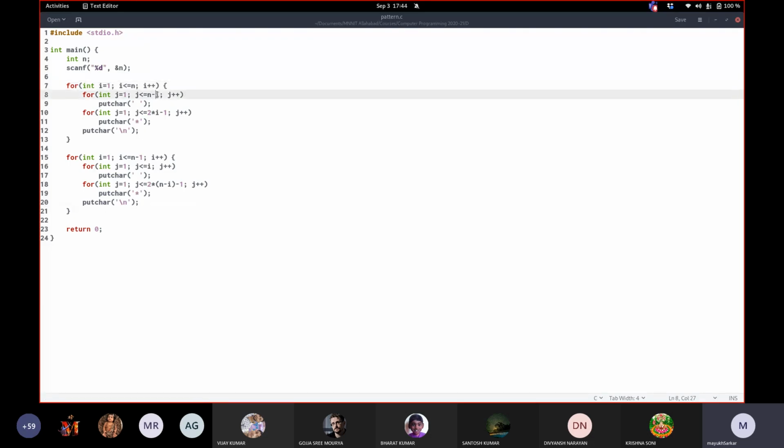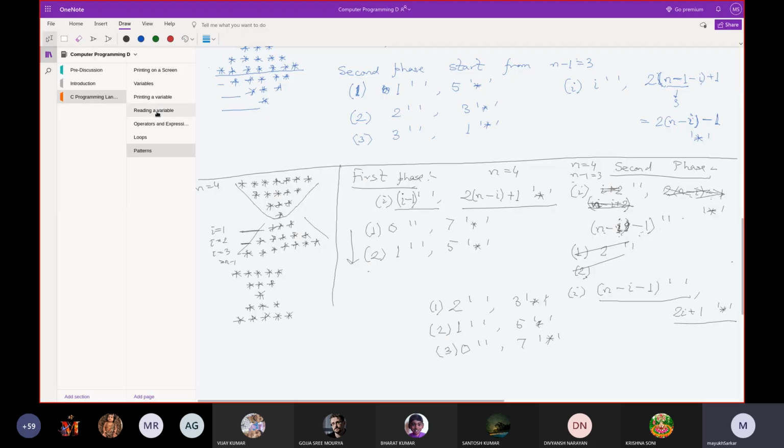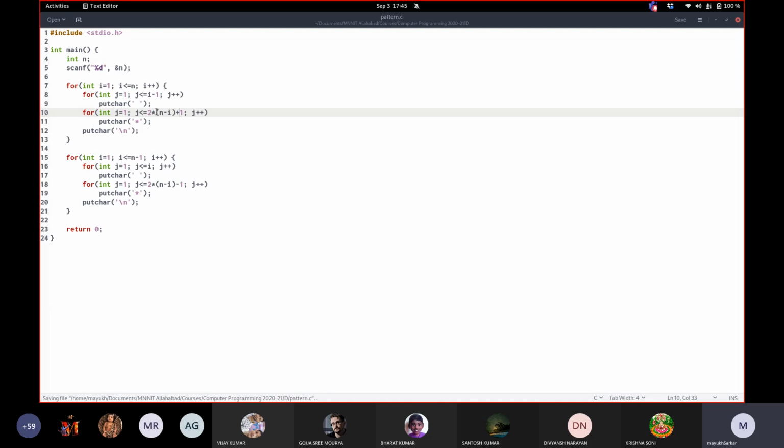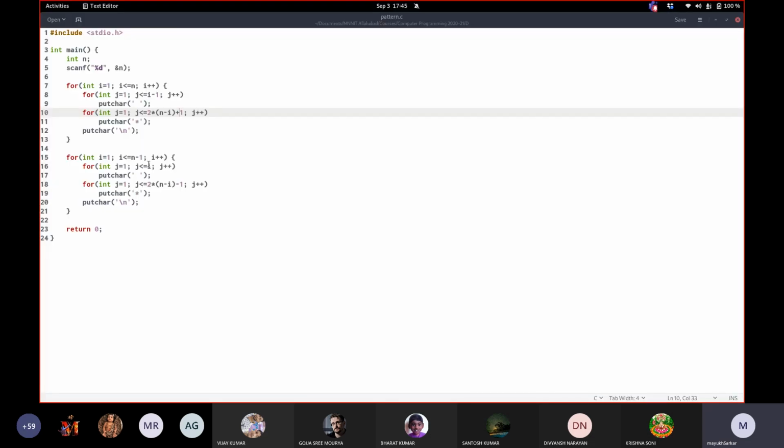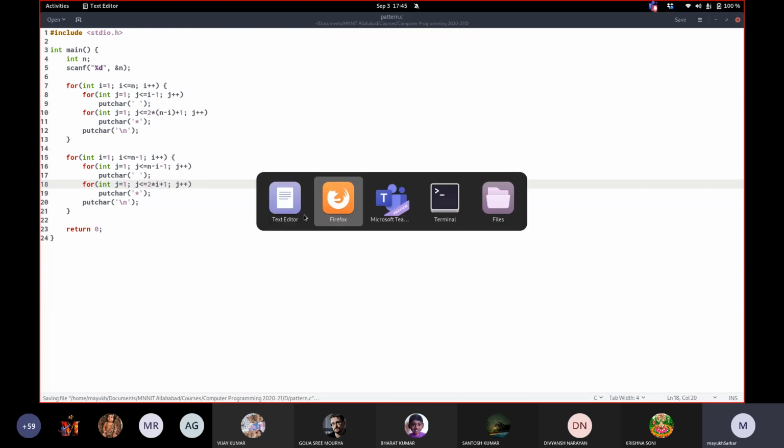So there will be I minus 1 number of spaces first. Once you get this equation, the rest is a breeze. 2 into n minus I plus 1 number of stars following it, and in the second phase that will go from I to n minus 1. There will be n minus I minus 1 number of spaces, and 2i plus 1 number of stars.